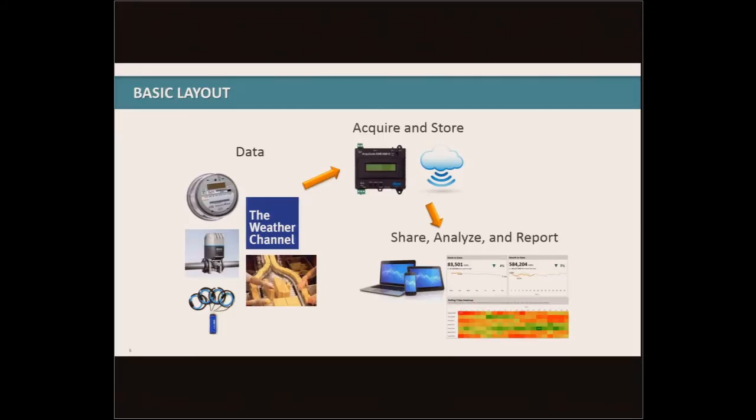And the basic layout of an energy management information system is, first of all, we start with the data. So over on the left here, we can see a couple different data sources. We've got our electric meter, we've got the weather channel data, we've got a gas meter, we've got production data, we've got some sub-metering. We want to be able to collect all the relevant data that we need. And then we're going to take that and acquire and store it somewhere, whether it's on a server or up in the cloud. And then we want to be able to take that data, analyze it, be able to see what type of information is going to be the most useful, then share that out with everybody in the organization and report it out so we can make some good decisions moving forward.